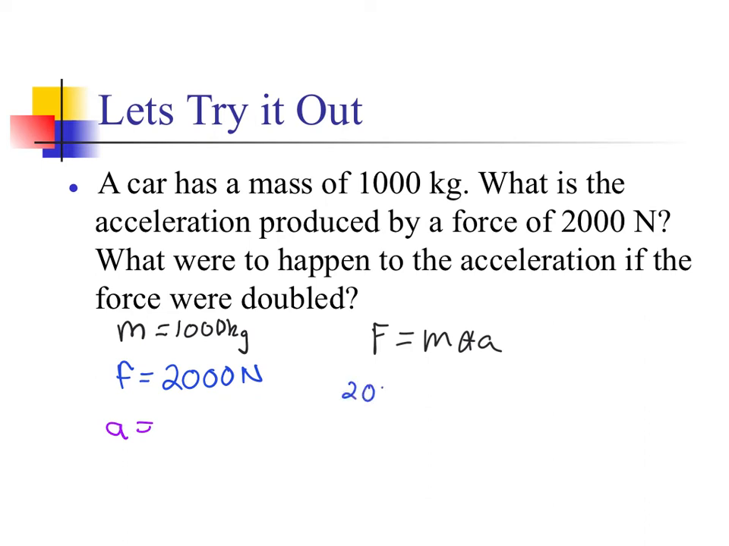And therefore, 2,000 newtons is equal to 1,000 kilograms times the acceleration. We would have an acceleration of just 2 meters per second squared.